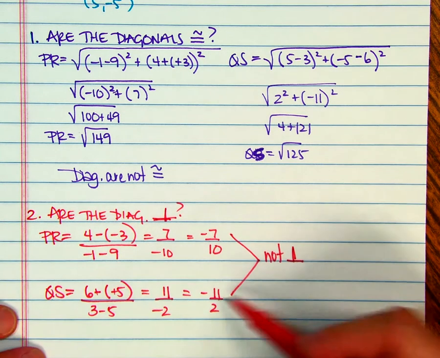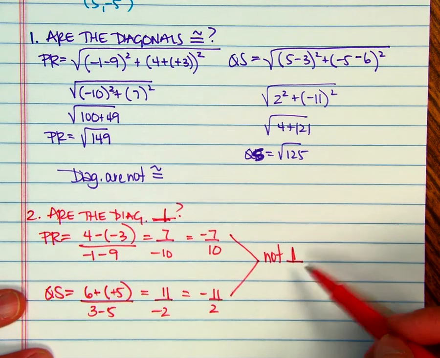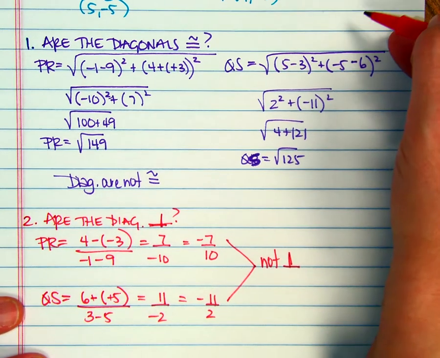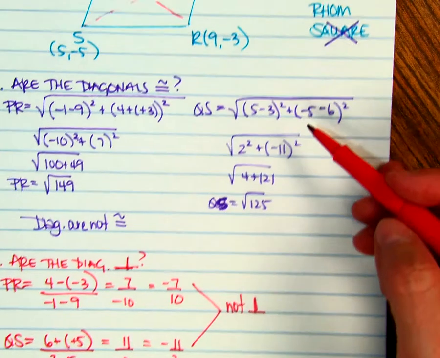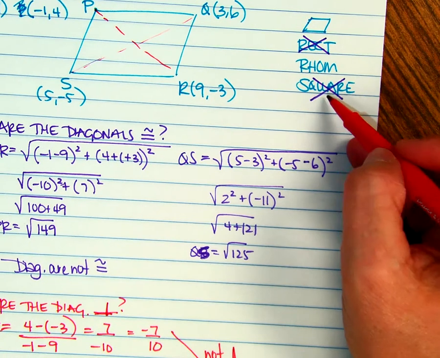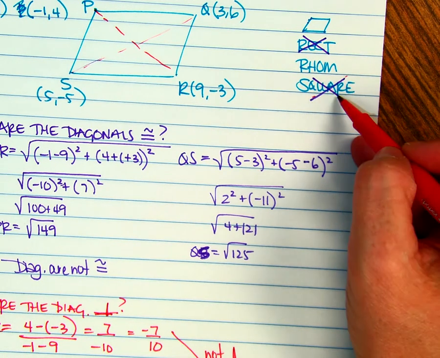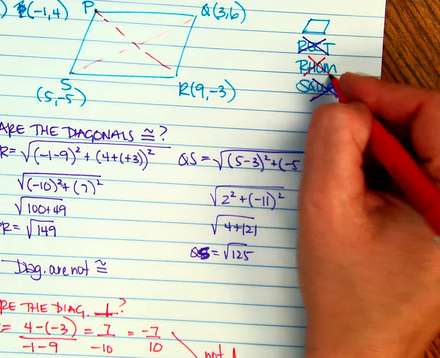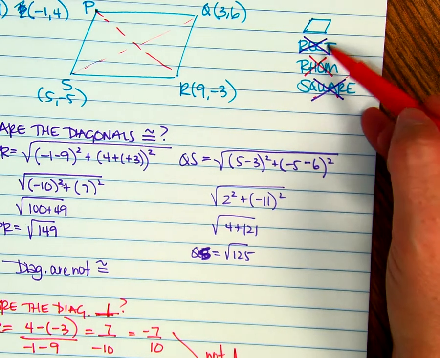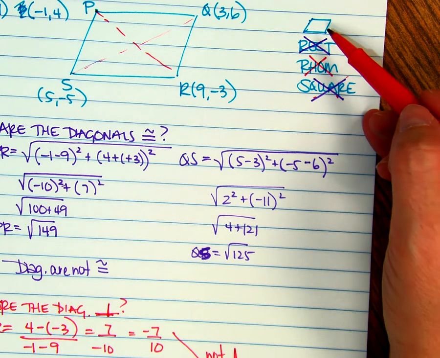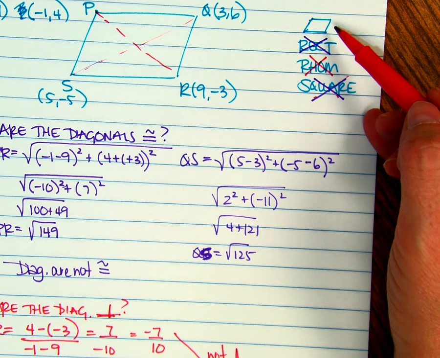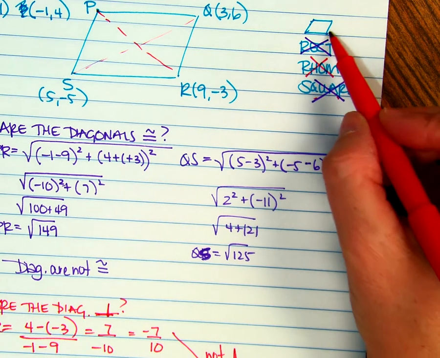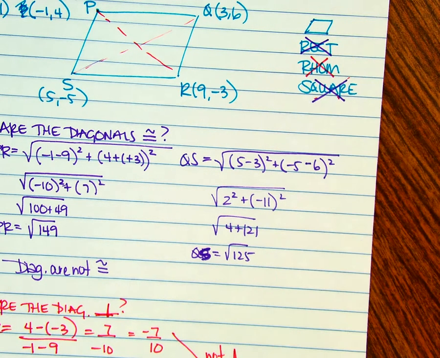So if the diagonals are not perpendicular, I have to know when they are perpendicular. Let me go back up here. They're perpendicular in a square, but I've already ruled that out. They are perpendicular in a rhombus, so now I can rule that out. Just because I've ruled all these out does not mean that it's definitely a parallelogram. It could just be a quadrilateral. So I now need to find out, is this a parallelogram?